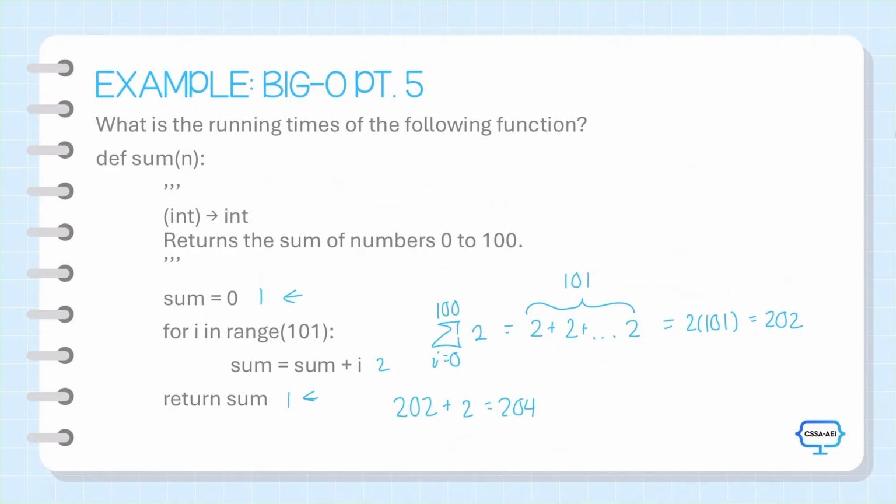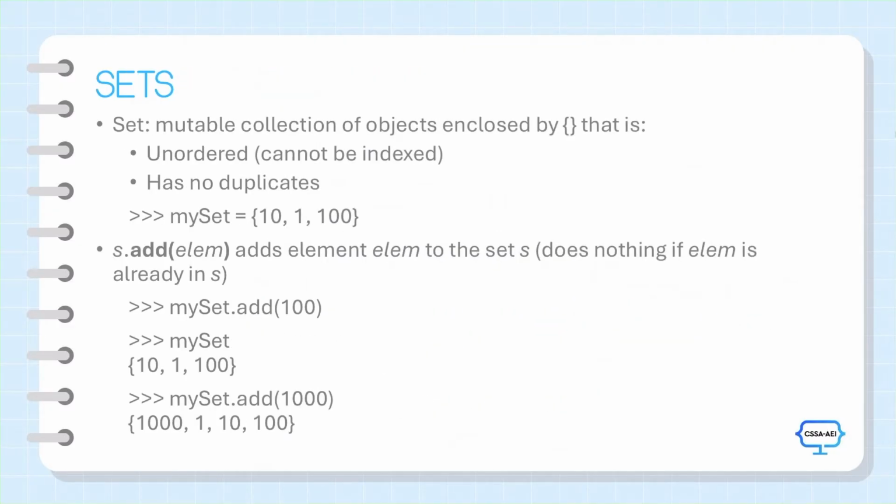And notice how none of this is a function of n. So no matter how big your input is, it's not actually affecting the running time of the algorithm. So this simplifies to O of 1. It's in constant time. But yes, if it's not a function of n, it's constant. Okay. Now let's go on to sets.